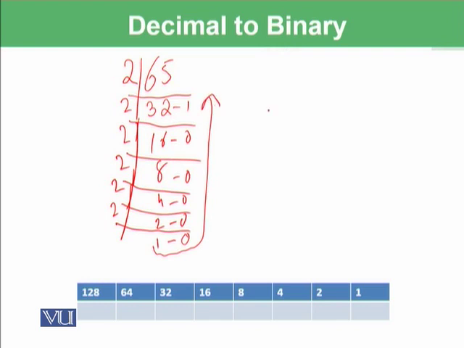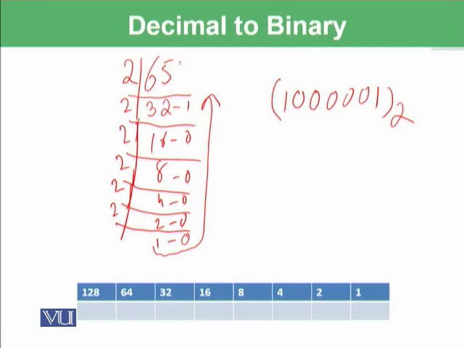So 65 in binary would become 1 0 0 0 0 0, then we have 1 2 3 4 5 zeros, and then 1. This will become the binary of 65. So if we want to store A in the drive, then we need to write 1 0 0 0 0 0 1. And there is a short form to represent this, which I want to explain to you.